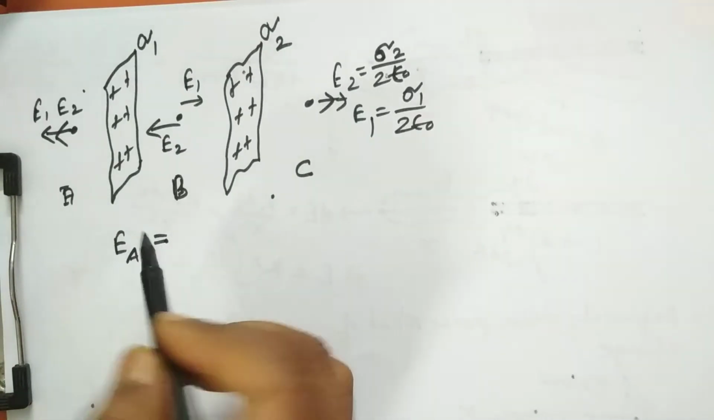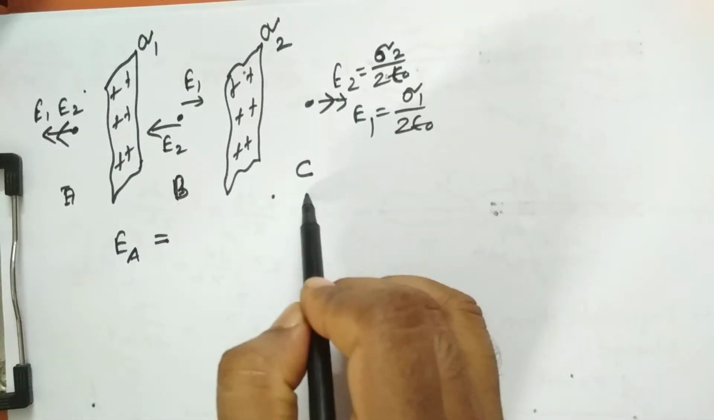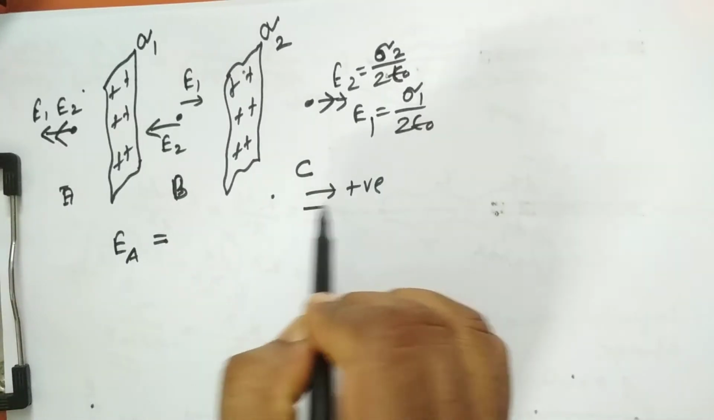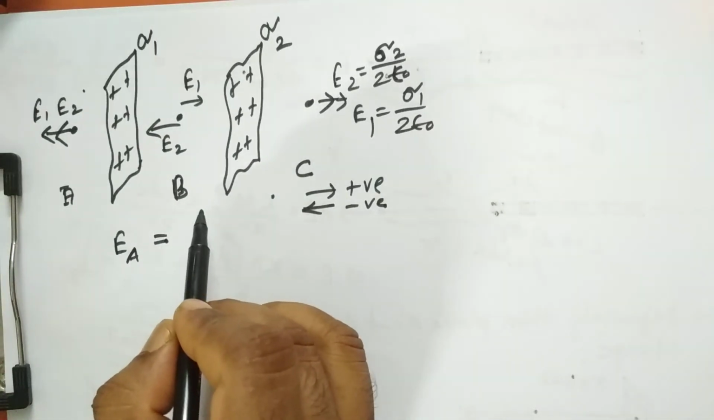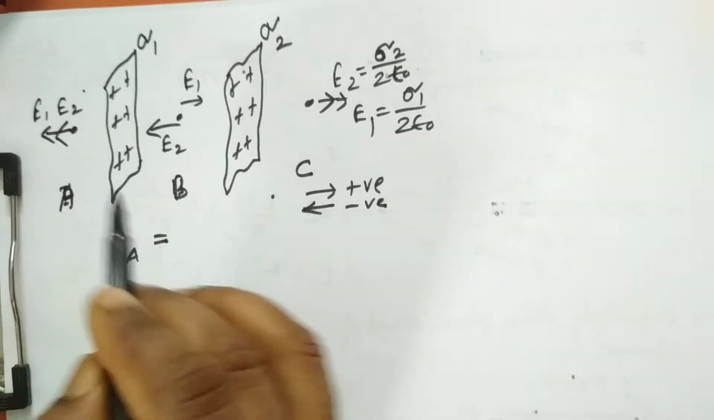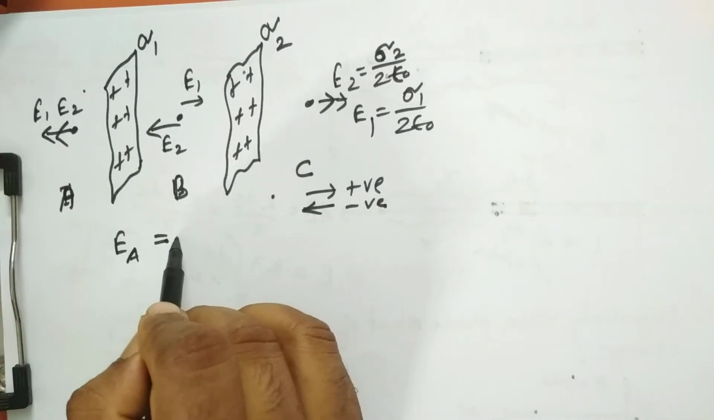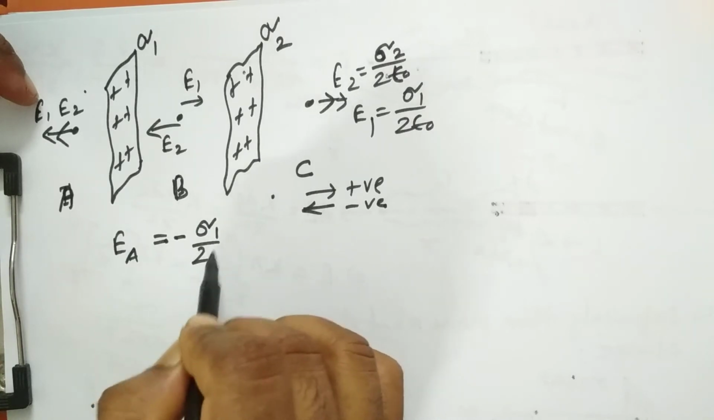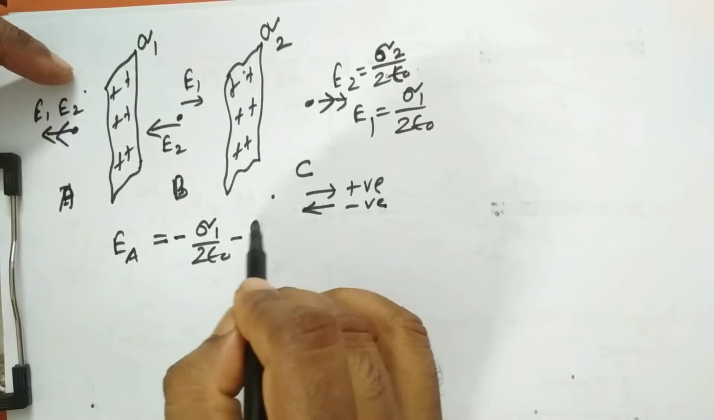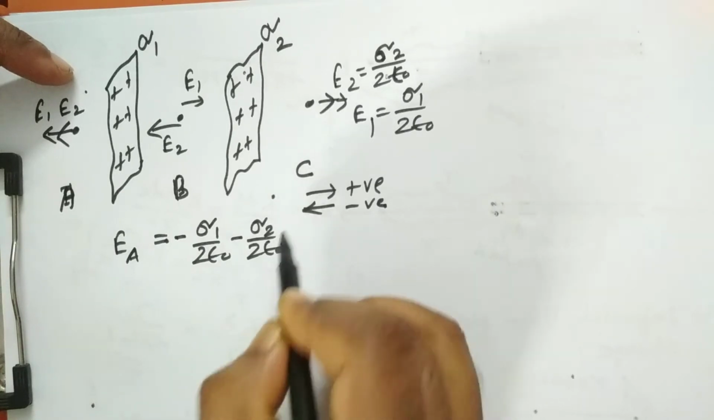Now let me do one thing. The right direction, let me call it positive, and left direction, let me call it negative. Then in the region A, E1 is equal to minus sigma 1 by twice epsilon naught and E2 is equal to minus sigma 2 by twice epsilon naught.